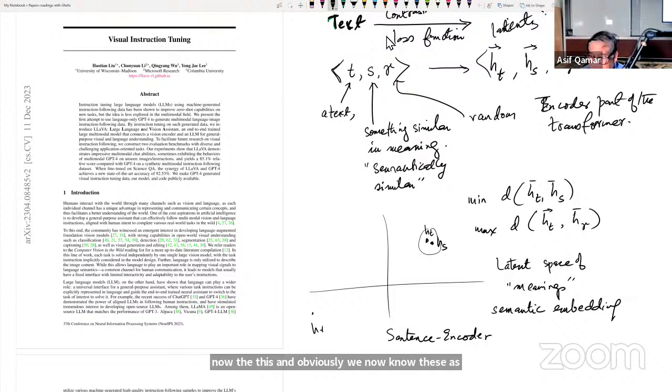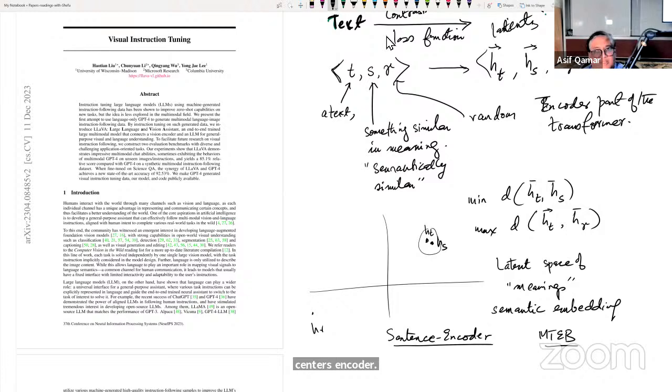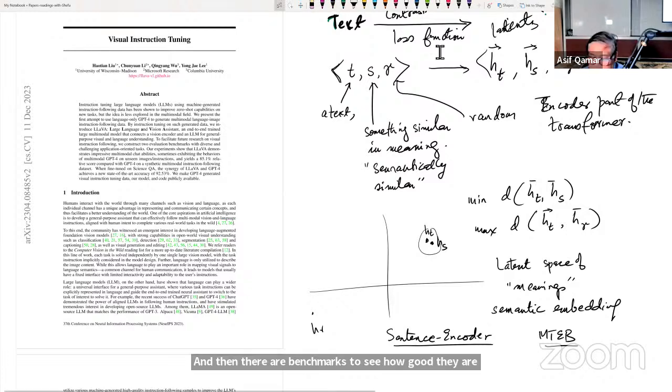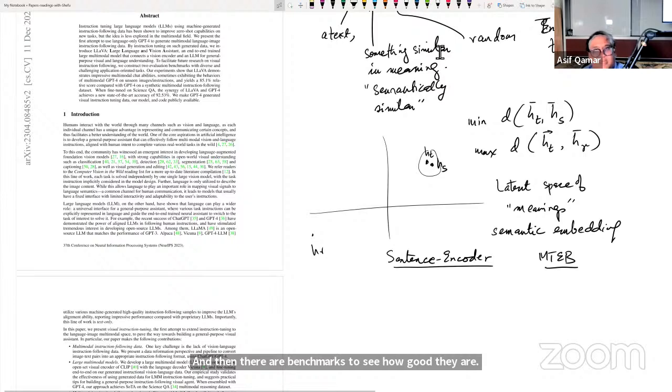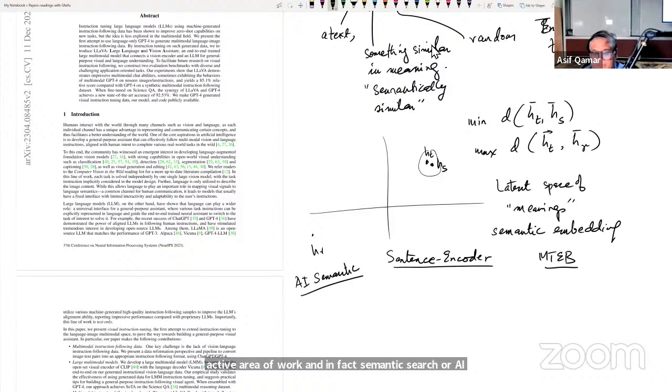If you go to Hugging Face, you will see a zoo of these sentence encoders. And then there are benchmarks to see how good they are. MTEB is a benchmark that compares them, so there's a leaderboard and so on and so forth. So it's become an active area of work. And in fact, semantic search or AI search is literally a consequence of this embedding, right? The whole AI search evolution that you're seeing here. And that led to all these vector databases, etc., becoming rather big these days. They all are a consequence of this simple idea.